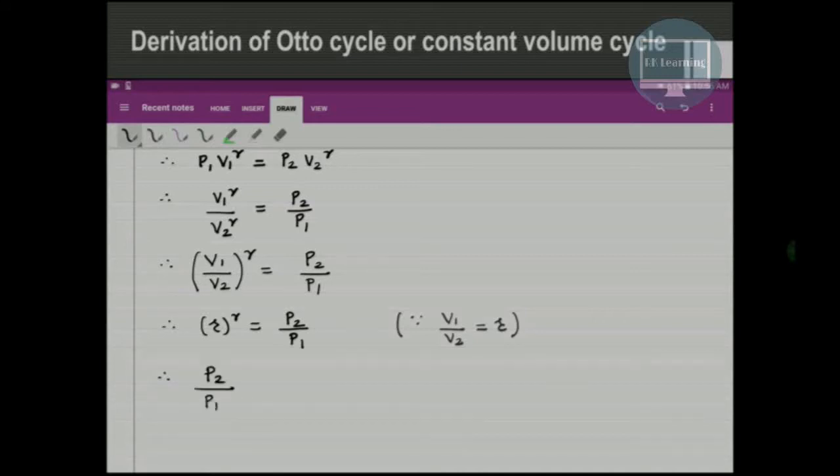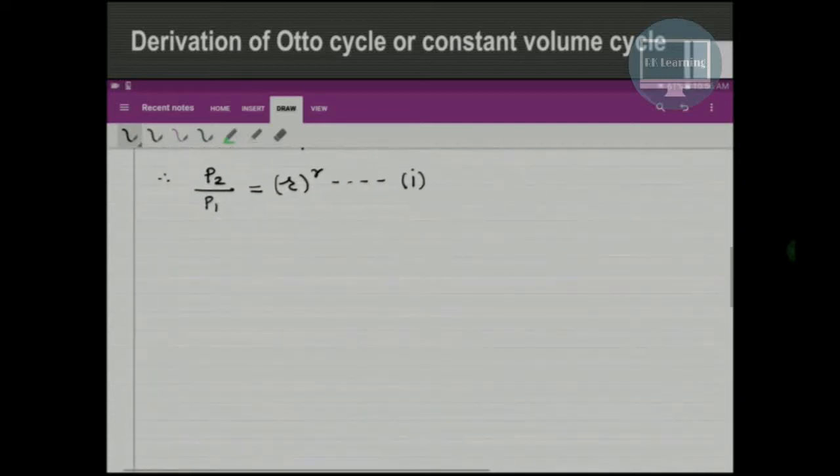So therefore we can say that P2 upon P1 is equal to R raised to gamma. So this is our first equation that we have seen over here. Now similarly, the relation between temperature and volume in case of isentropic process, we can write down like that. So it is higher temperature divided by lower temperature is equal to higher volume divided by lower volume raised to gamma minus 1.